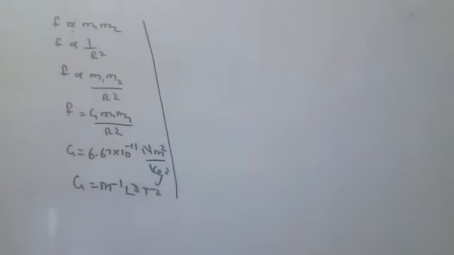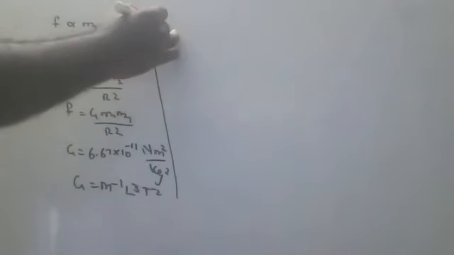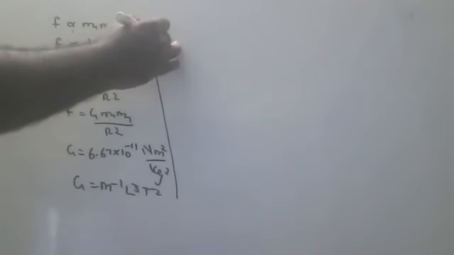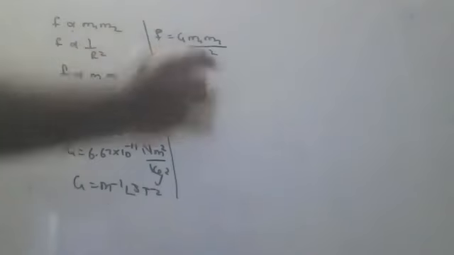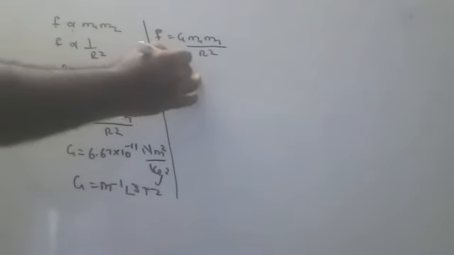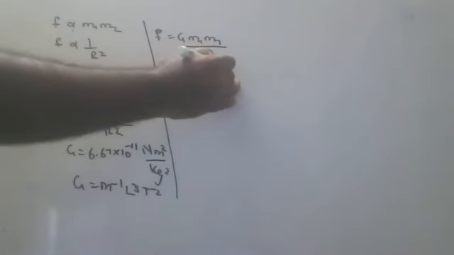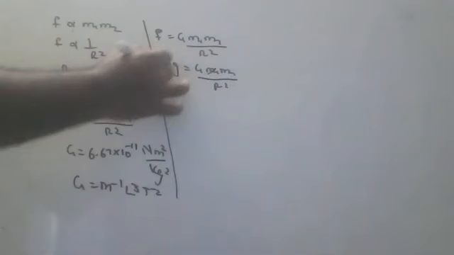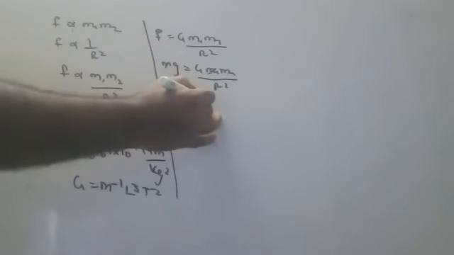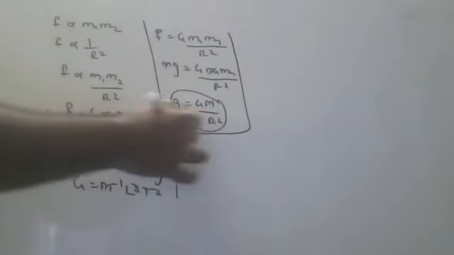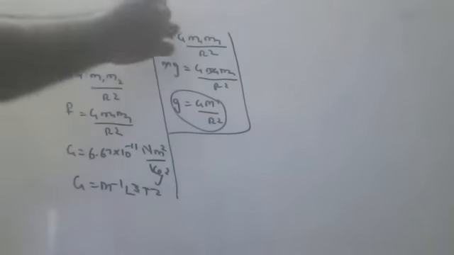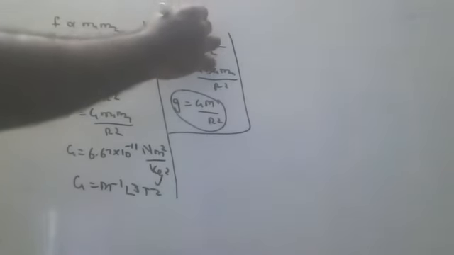Now, what is the relationship between small g and big G? I told you. F is equal to G m1 m2 by r square. From Newton's second law, mg is equal to G m1 m2 by r square. So small m cancels. g is equal to GM by r square. This is the relationship between small g and big G. If they ask the relationship between small g and big G, you should write this.